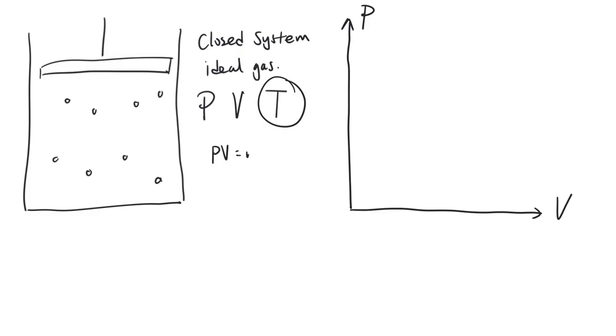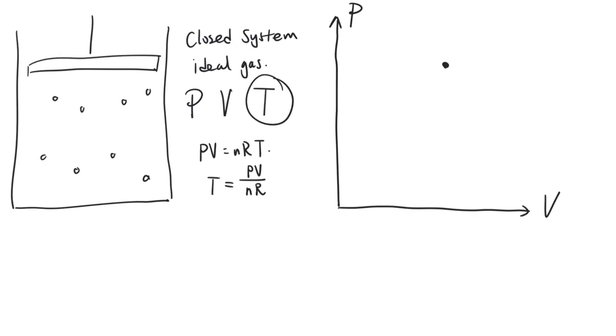So PV equals nRT, which means that once you fix the P and V, so let's say you have a point right over here, then you know that T is equal to PV over nR. So given this PV, you can perfectly determine the exact value of T. In other words, T is not a free variable. It's not something that you can move around once P and V are fixed. So now we have a PV diagram.